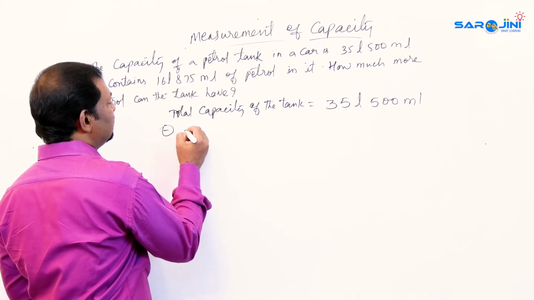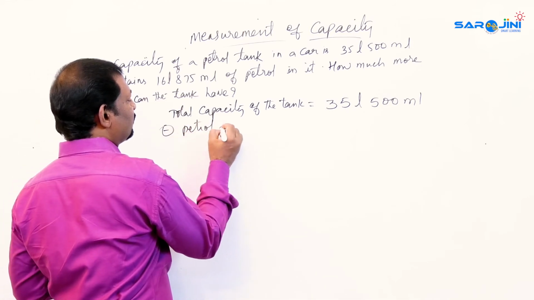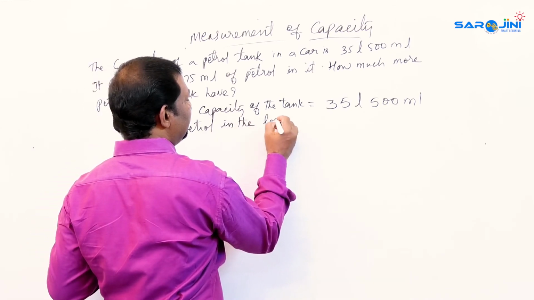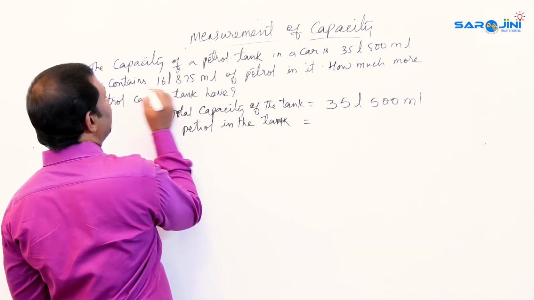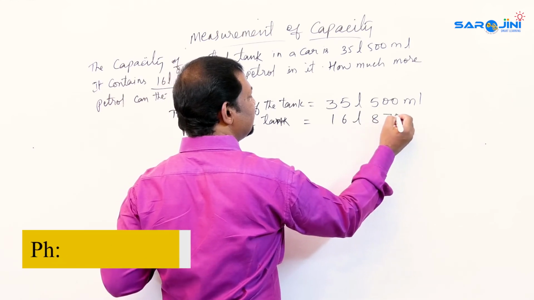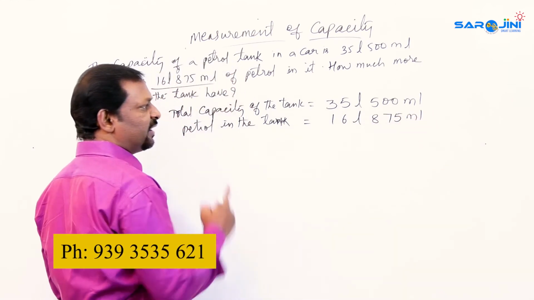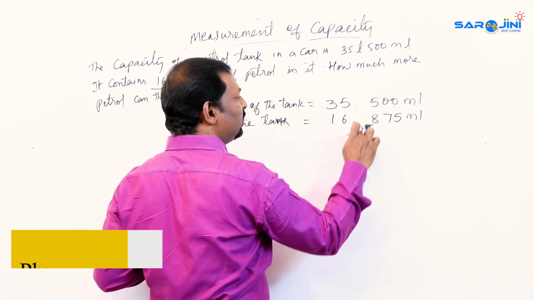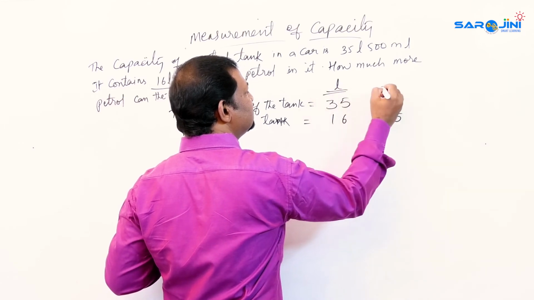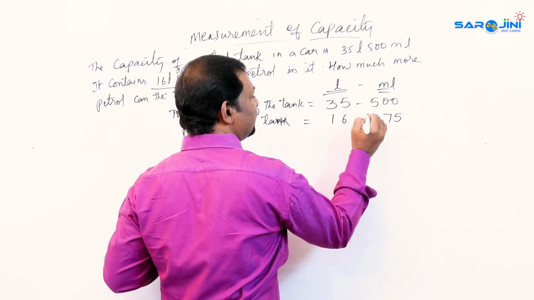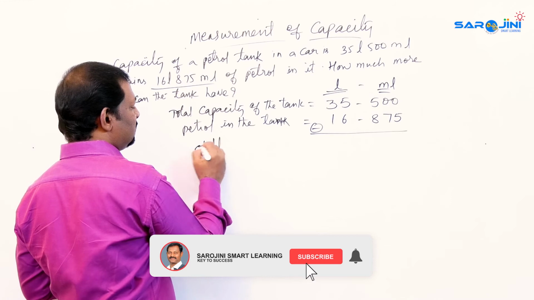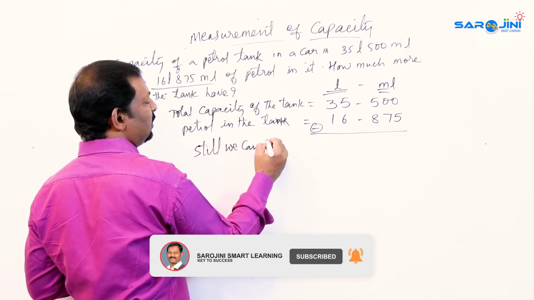Next, minus petrol in the tank. Petrol in the tank. Already, what is it? It is 16,875. 16 liters, 875 milliliters. This is one way I told. Or as I already told, you can write liters and milliliters on the top, liters, milliliters, and put a dash in between. So still we can have how much petrol?